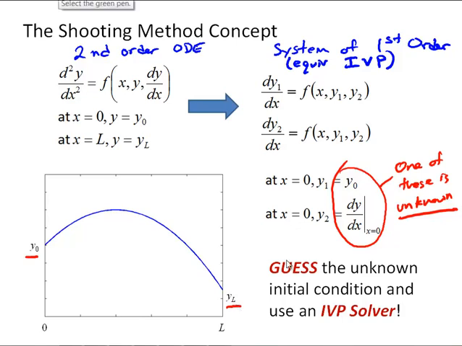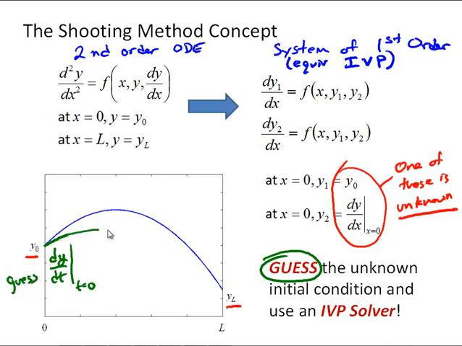And the approach to the shooting method is we're just going to guess that. We're going to guess the unknown initial condition and use an initial value problem solver. So for example, we might guess dy dt at t equals 0, run the integration, and we land at a different place. So this is not the target boundary condition.